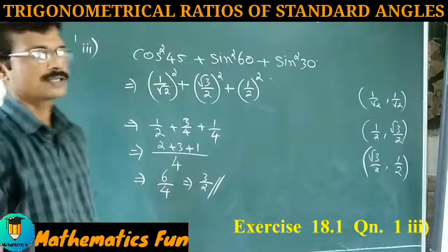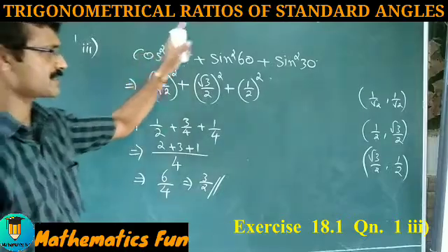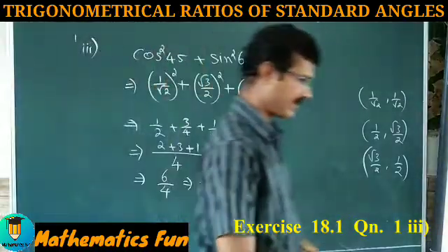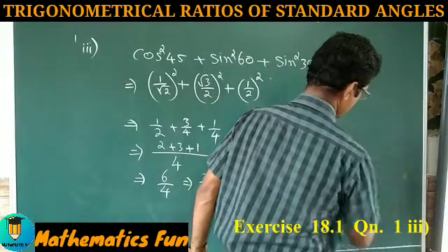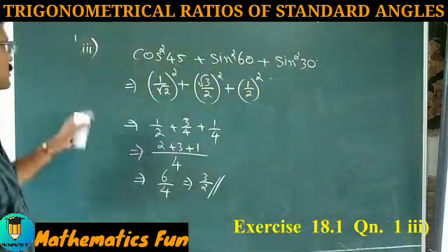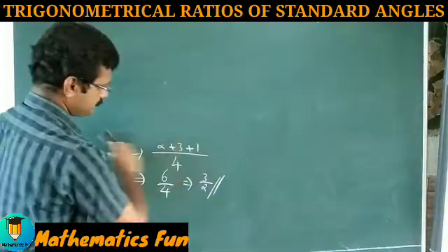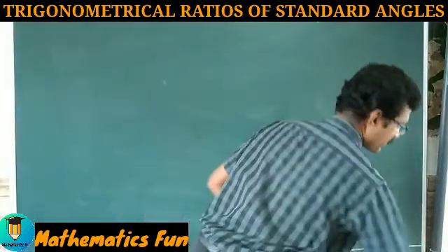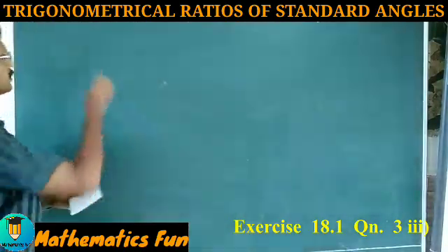This is the first question. Like this, so many questions are in the exercise. Here, just substitute the standard angles values and then you have to do the evaluation. The whole exercise is like these questions. So this is question number 1, third part. Now another sum we have to do. That is question number 3, third part.